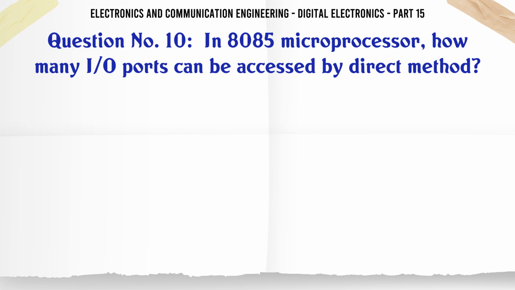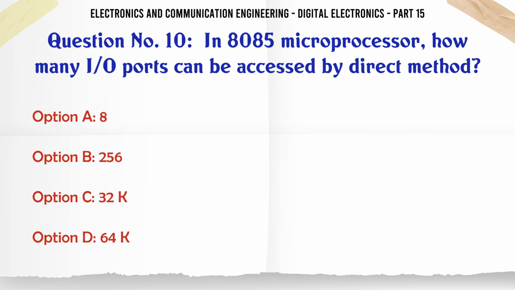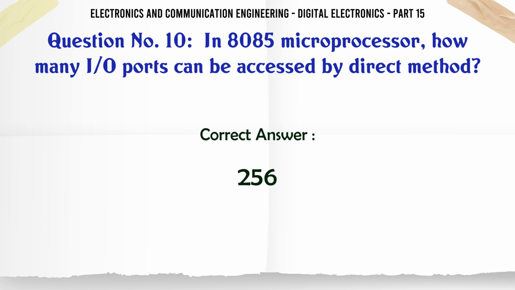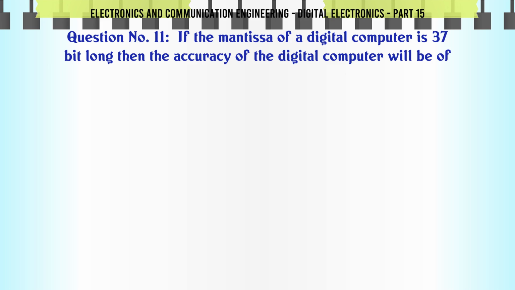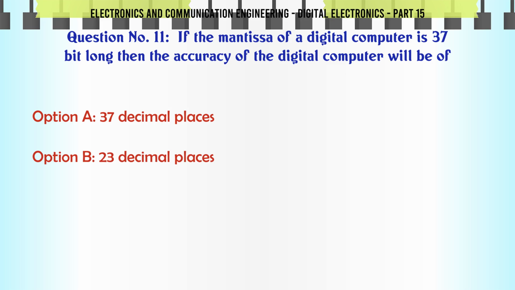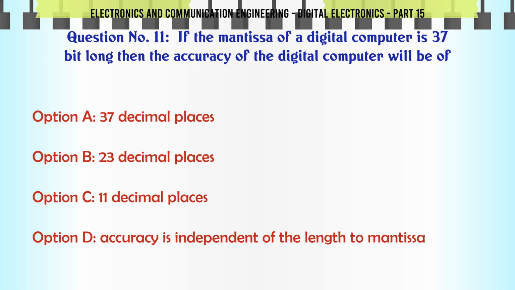In 8085 microprocessor, how many I/O ports can be accessed by direct method? A. 8. B. 256. C. 32K. D. 64K. The correct answer is 256.